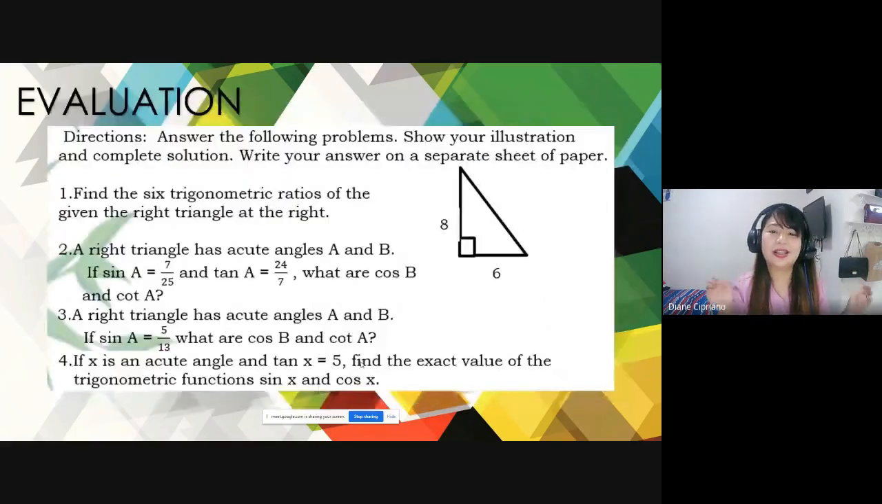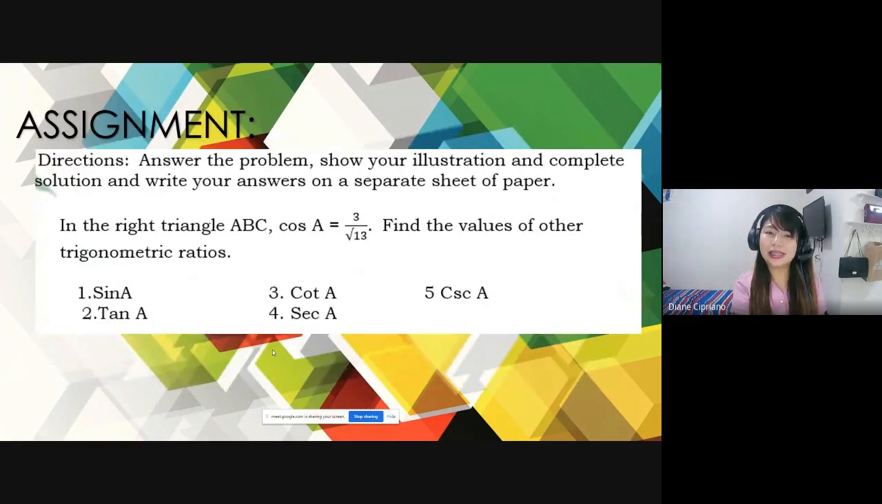For our evaluation, practice this and answer it on your own. For our directions, answer the following problems, show your illustration and complete your solution. Number one is to find the 6 trigonometric functions of this sample. And for numbers two, three, and four, just read with understanding and answer with complete illustration and solution. And for your assignment, answer this on a separate sheet of paper.